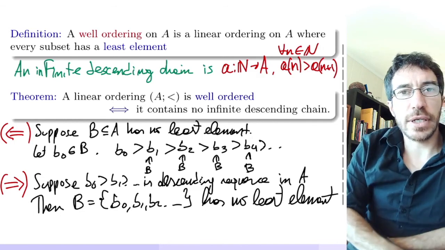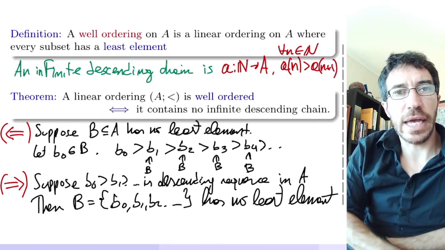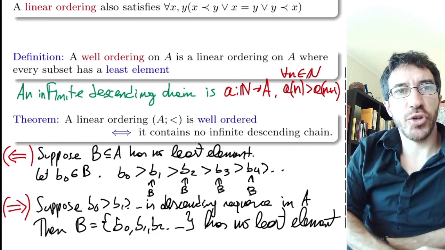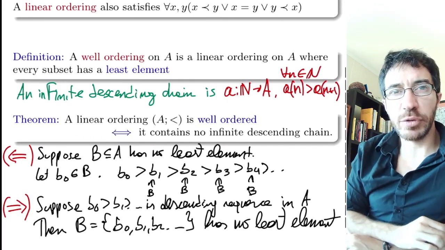Okay, so those two things are equivalent: no infinite descending sequences, and every set has a least element. So those are well orderings for you. Let's prove a few properties about them.